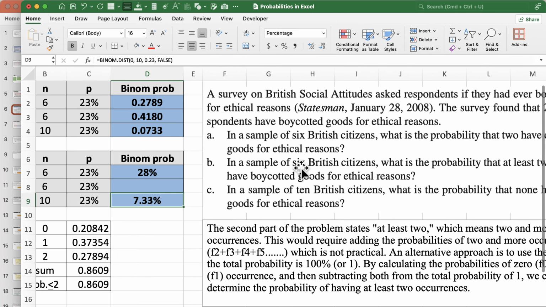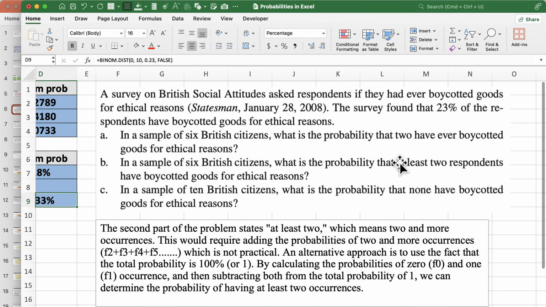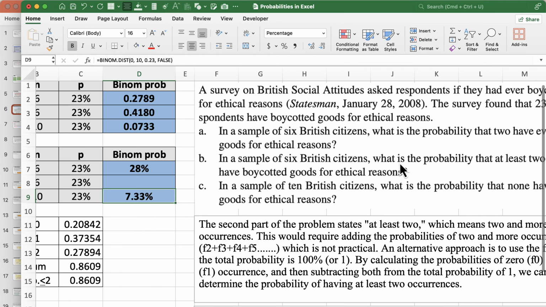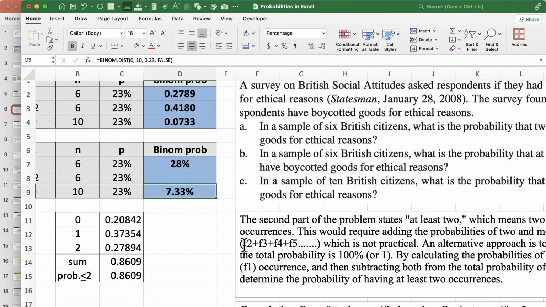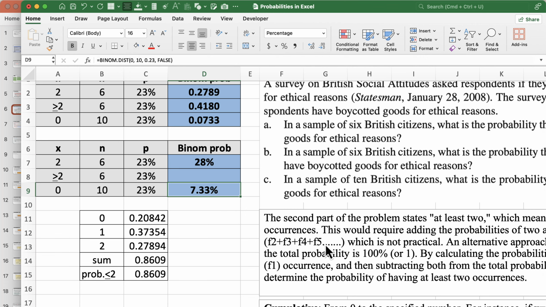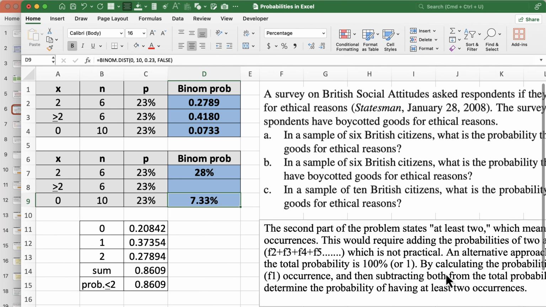In a sample of 6 British citizens, what's the probability that at least 2 respondents, so at least 2 means 2 and more than 2. We have two options. One approach would be to calculate the probability of 2 plus 3 plus 4 plus 5 and so on. But a better approach is that total probability is 1, so by calculating the probability of 0 and 1 occurrence and then subtracting both from total probability of 1, that will give us the probability of at least 2.